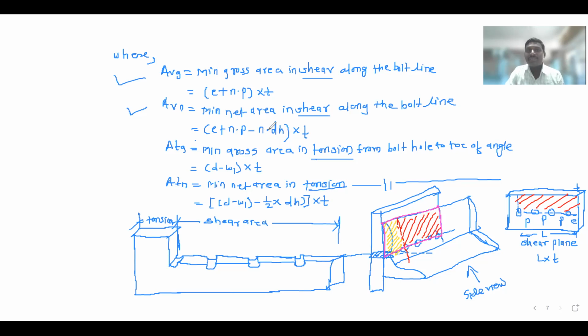Minus N into DH means what now? Diameter minus करायचं, number of diameter holes minus करायचे. So how many number of diameter holes are here in shear plane? 4. 1, 2, 3, 4. So I have drawn this sketch for shear plane from the center of this first bolt to this.